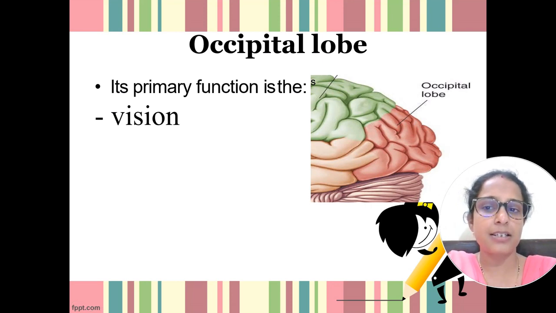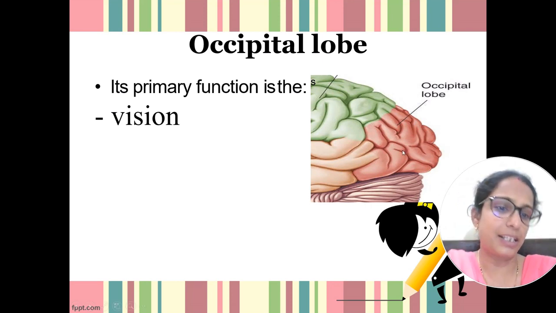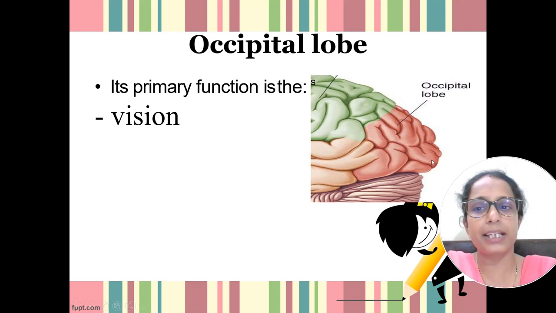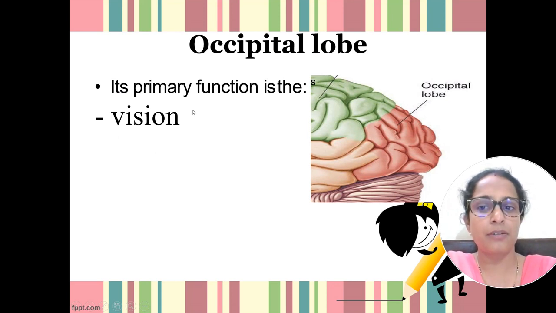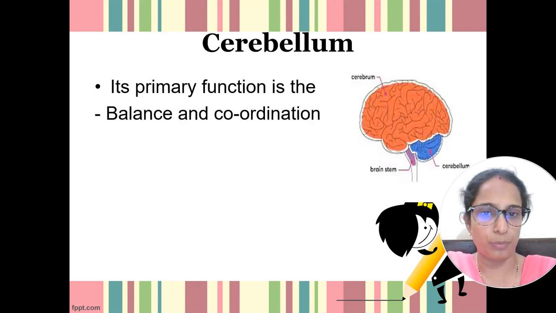So next is the occipital lobe at our back. It is basically responsible for only one main function, that is vision. We are able to see by the help of the occipital lobe.